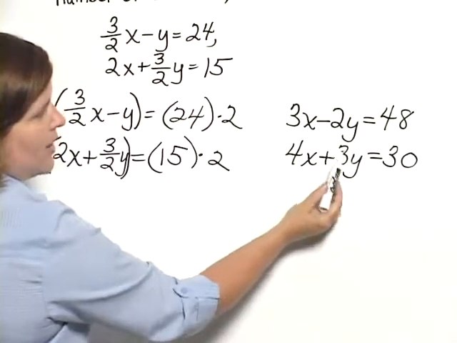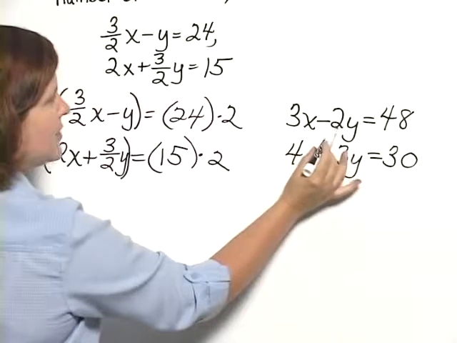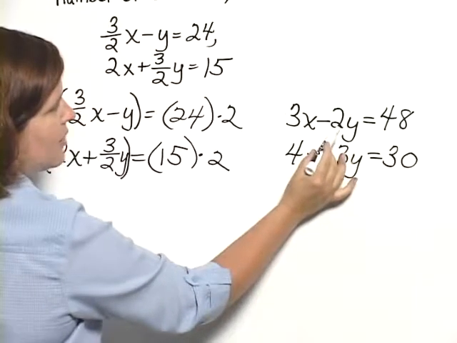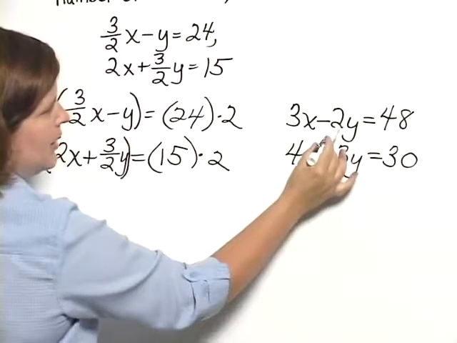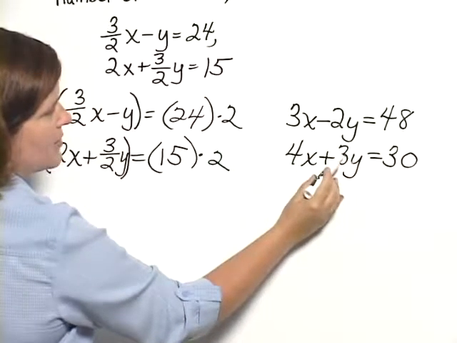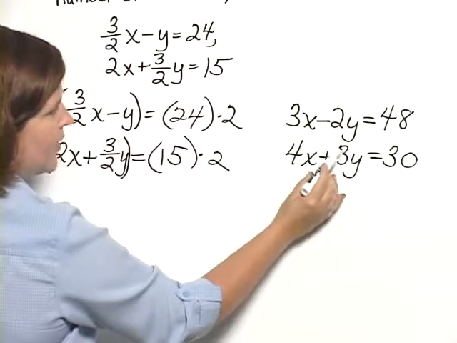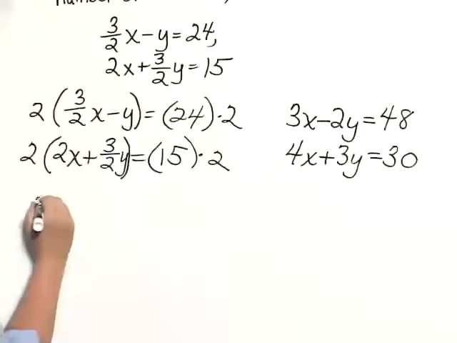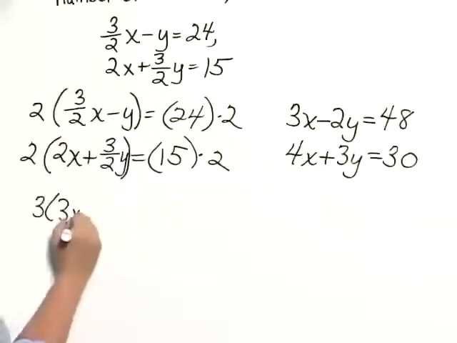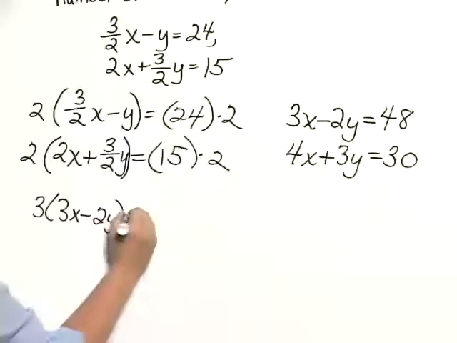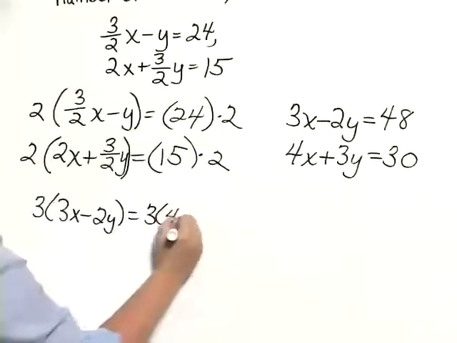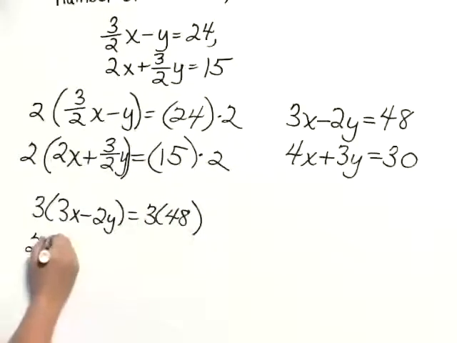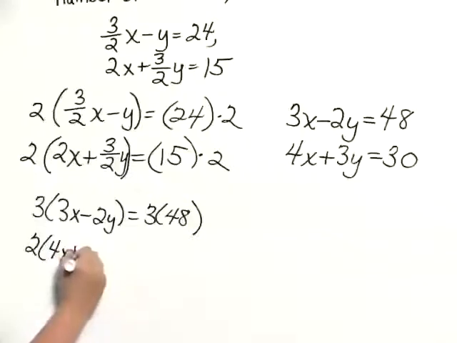Looking at the 2 and the 3, the least common multiple of 2 and 3 would be 6. So if I multiply this by 3, I would get negative 6. Multiply this by 2, I would get positive 6, and I would have opposites. So my strategy is going to be multiply the first equation by 3, and again I multiply both sides of the equation by 3, and I'm going to multiply the second equation by 2, multiplying both sides of the second equation.